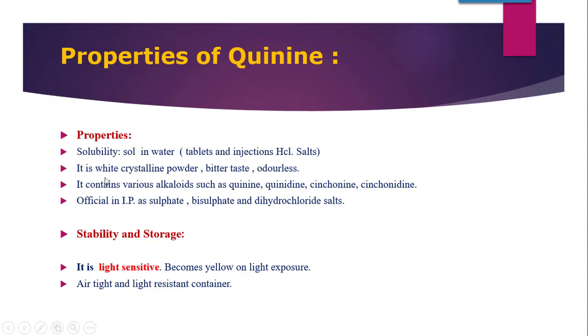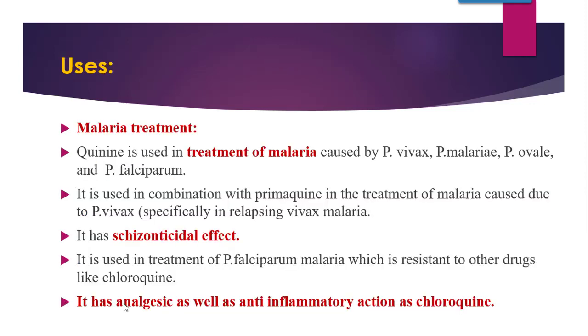Its original color is a white crystalline powder, but if it gets exposed to light, it becomes yellow, which is not desirable. So we are supposed to protect it from light. That is the reason we store it in a light resistant container.